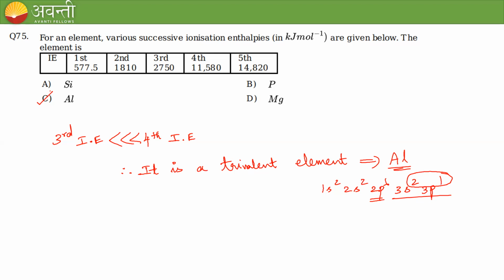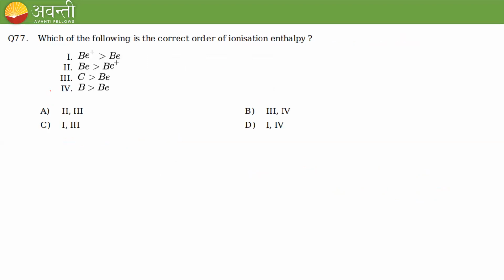Okay. So coming to question 77, which of the following is the correct order of ionization enthalpy? So now you see we have 4 relations. First is that beryllium plus has higher ionization energy compared to beryllium. So what is the configuration for beryllium plus? It is 1s2, 2s1, right? After removal of 1 electron from the s orbital, we will have 2s1. And for beryllium, it is 1s2, 2s2.